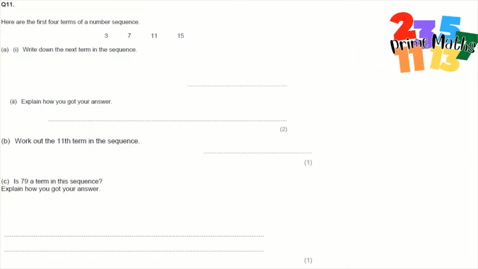This sequence is going up in 4s, so the next term in the sequence is 19. To get our answer, we've added 4 each time. Work out the 11th term in the sequence. We could keep adding 4, or we can say the nth term is 4n minus 1, which means the 11th term is 4 times 11 take away 1, which is 43.